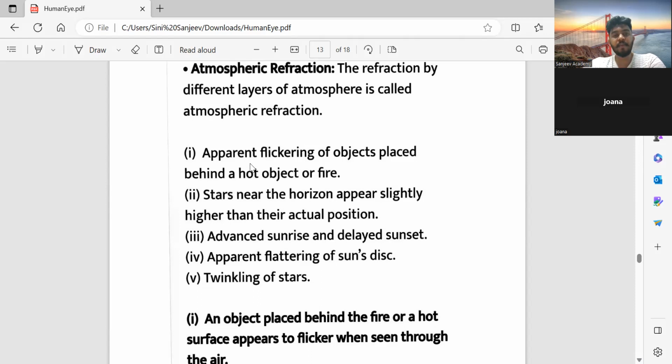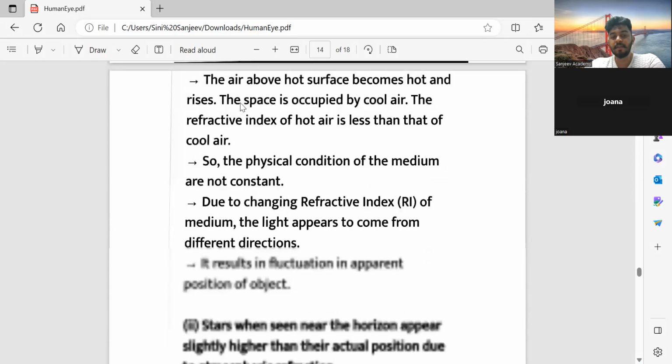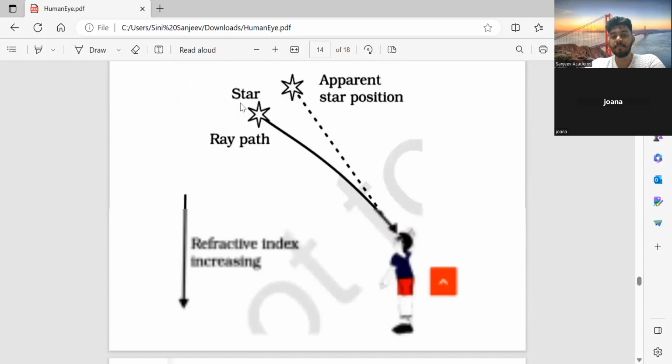So some examples of atmospheric refraction are as follows. At night, we observe stars, right? Correct? Actually, what we observe and the actual position of the star are not the same. Or else if you're seeing the sun or the moon, correct? To our eyes, it is at that position. But actually, due to atmospheric refraction, that is not the actual position of the sun. A slight deviation is there. You got the point.